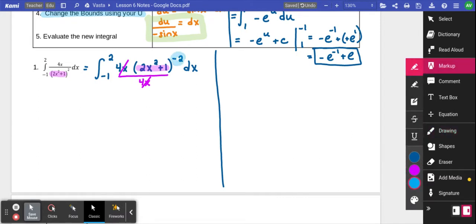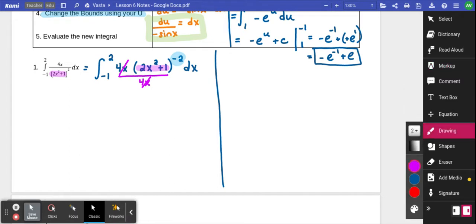In this problem, the outside function is the -2 power. So when I undo something to the -2 power, I'm going to add 1 to the power, so I have -1, and then I'm going to divide by my new power. Now remember, the 4x is canceled, so if I divide by -1, I just have -1. And the inside function stays the same. Just like when we took the chain rule, we do the derivative of the outside, leave the inside alone. When we undo the chain rule, we do the antiderivative of the outside, leave the inside alone, plus c.